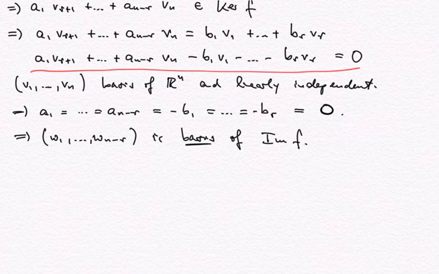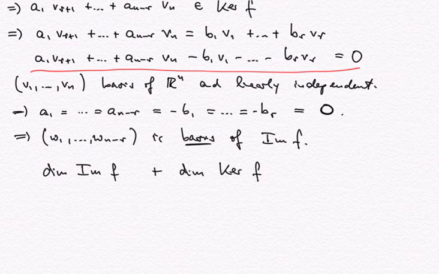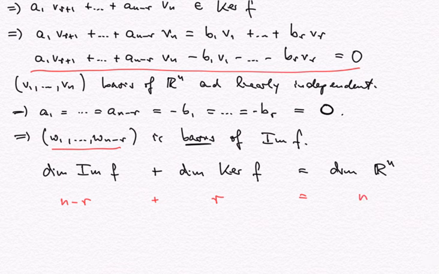And therefore, the dimension of the image of F, or the rank of F, plus the dimension of the kernel of F is equal to the dimension of Rn. For the dimension of the image, we have n minus r elements. The dimension of the kernel, those were r elements, is equal to n, the dimension of Rn, which of course is n. This is the rank formula.